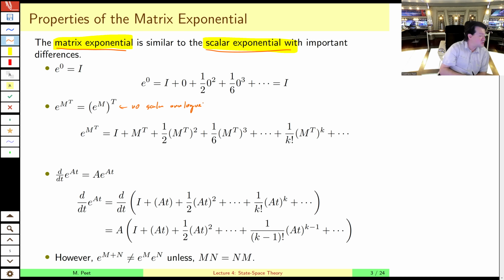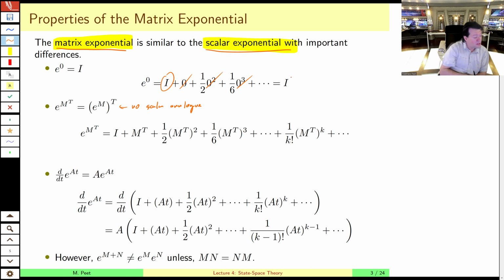Right? And the first one is, of course, the zero exponential. If you raise something to a power 0, it's just 1, right? And that applies to the matrix exponential, and you can see that just because all of these power terms are 0. The only power term which is not 0 is the first one, and so the matrix exponential at 0 is identity. All right, so that's an easy one.